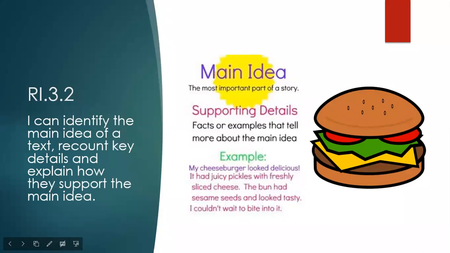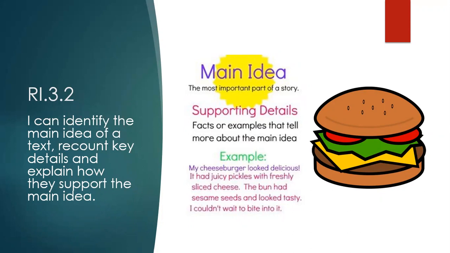The first standard, RI.3.2: I can identify the main idea of a text, recount key details, and explain how they support the main idea. And here is an example on the side. Your main idea is what the story is mostly about, the most important part of a story. The supporting details are the facts or examples that tell more about the main idea.